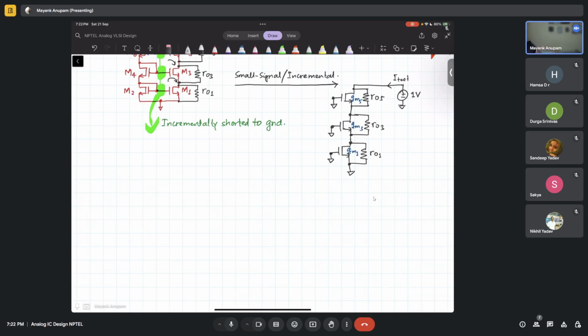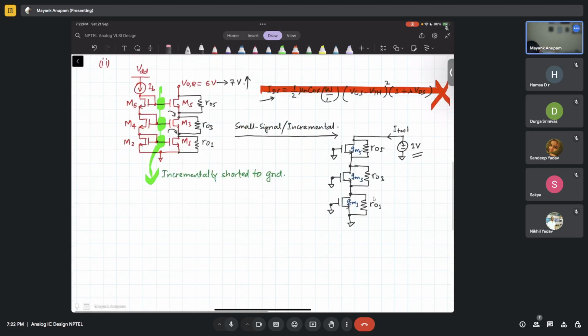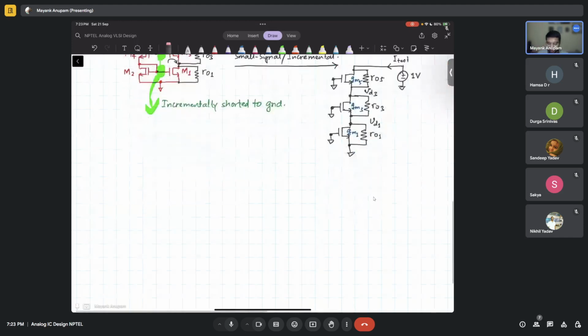One easy, or generalized, way to do it is that we have assumed there is some increment. We have exactly found out how much the incremental voltage is: it is 1 volt. Then we will find out how much the current is. Once we find out the current, we will be able to find out every voltage here, let's call it VD1, this is VD3. So this is 1 volt, and VD3 and VD1 we will get because of this.